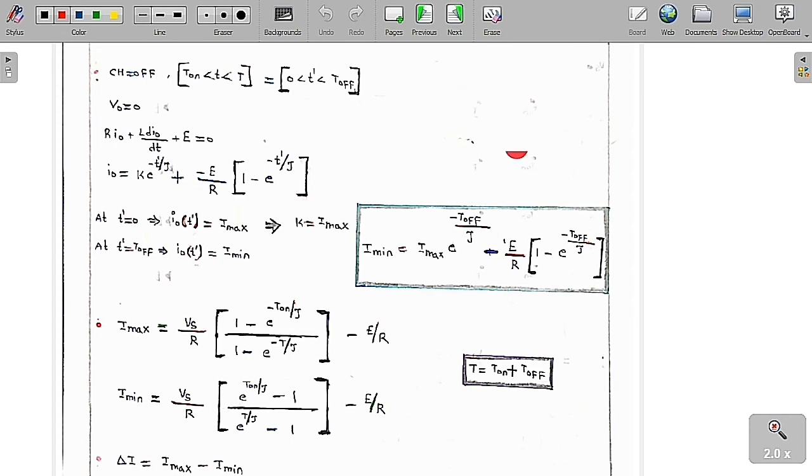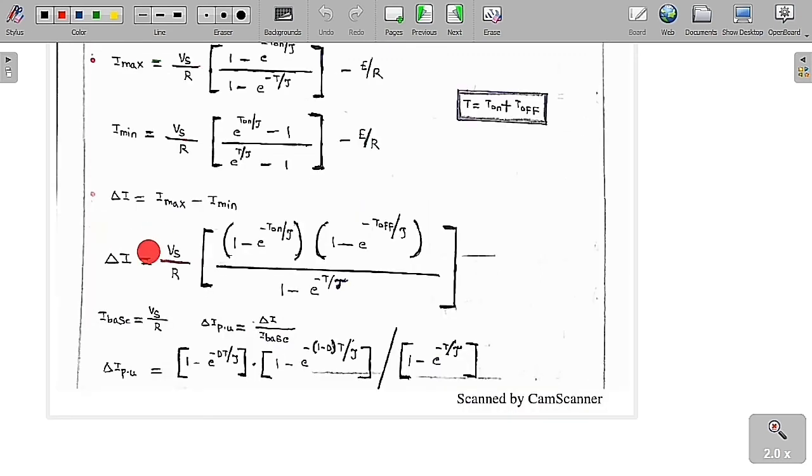So by solving these two equations, when the chopper is on we got one equation, and when the chopper is off we got another equation. Two equations with two unknowns, I minimum and I maximum. By solving these, we get I max and I minimum, whereas T is nothing but t on plus t off. I want to find the amount of ripple present in the output current. So delta I is equal to I max minus I minimum.